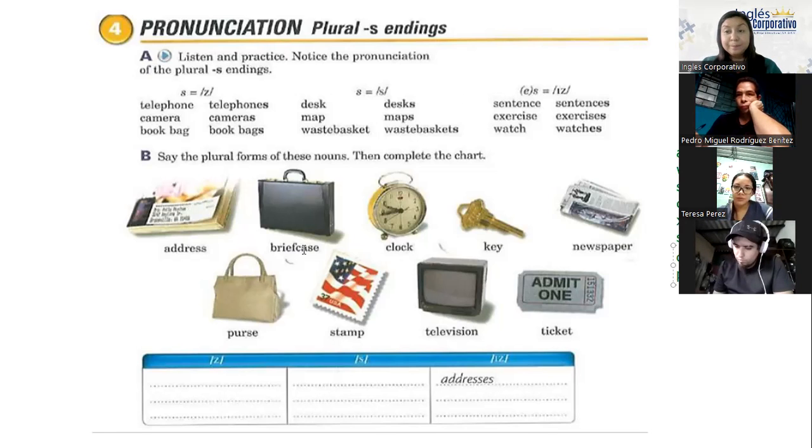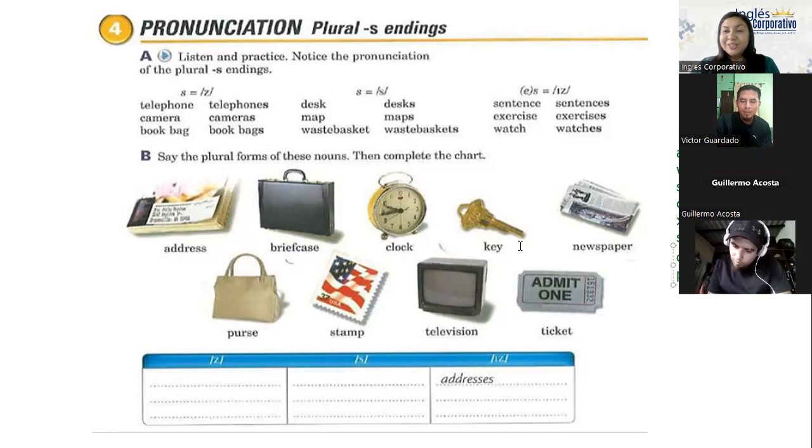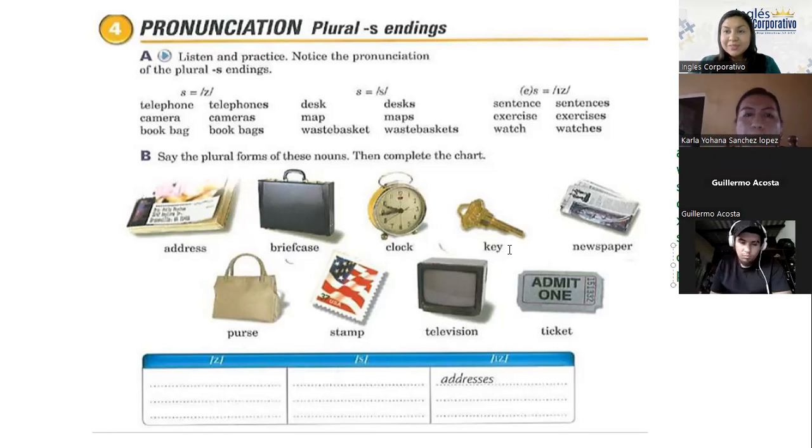Sería briefcases. That's correct, Victor. Briefcases. Clock. Clocks. Key. Cakes. Miren, les voy a dar otro secreto. La pronunciación en plural de key es keys. Keys. O beso. Se pronuncia como beso. Keys. Right? Key, keys.